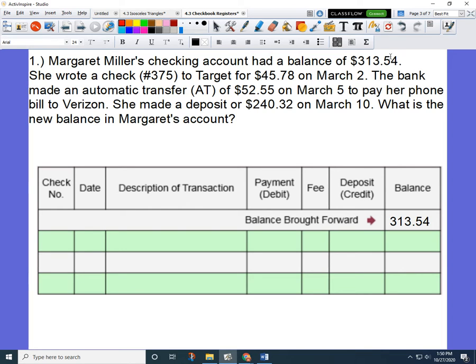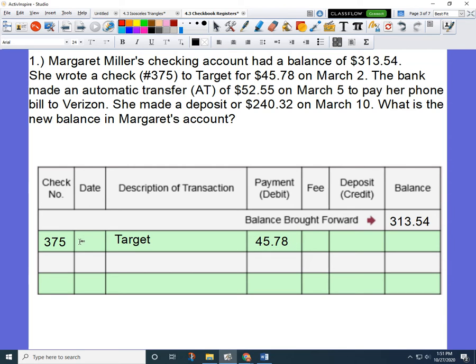Okay, so her balance of $313.54. So that's being brought forward, either from the previous month or the previous page. She wrote check number 375, right? You notice this column says check number, so I'm literally going to put my check number there. To Target for $45.78. That is a payment. That is money coming out of her account, so that is getting debited from her account.